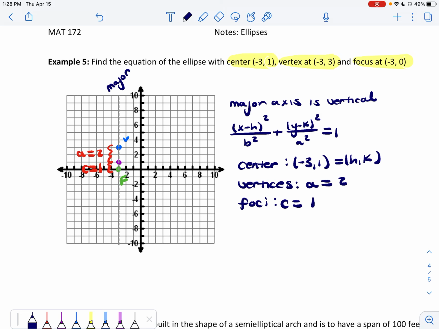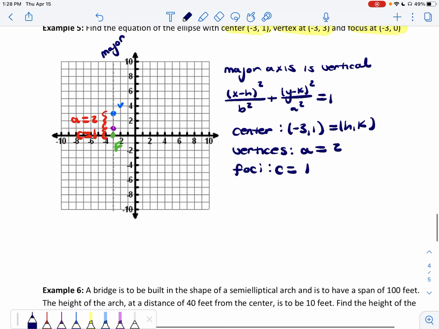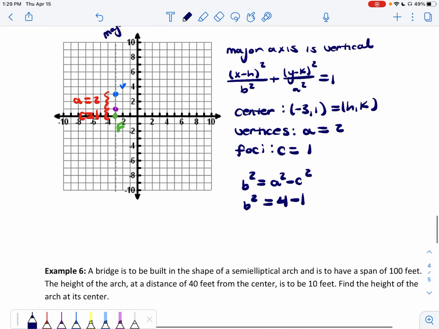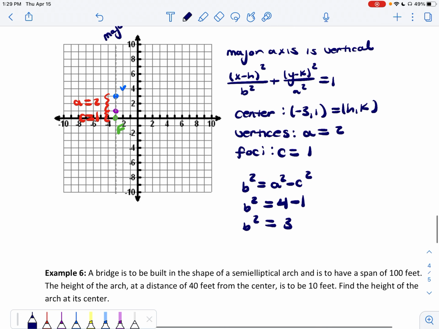So the only thing left to find is b, and for that we can use our formula b squared is equal to a squared minus c squared. So b squared is going to be equal to 4 minus 1, or b squared is equal to 3. I'm just going to leave it as b squared. There's really no point in solving for b itself because the equation has a b squared in it. So I'm just going to leave it right there.